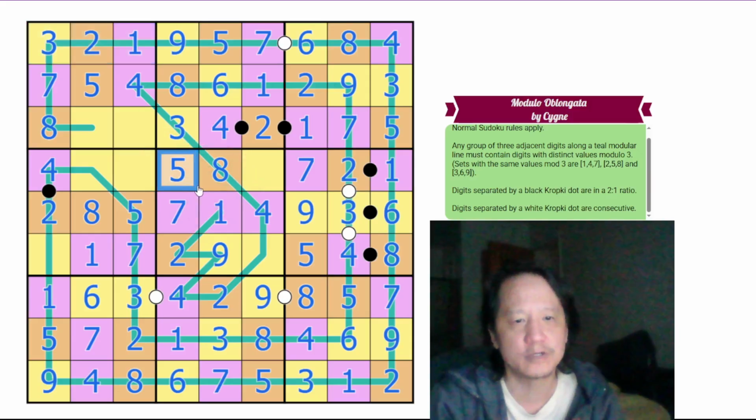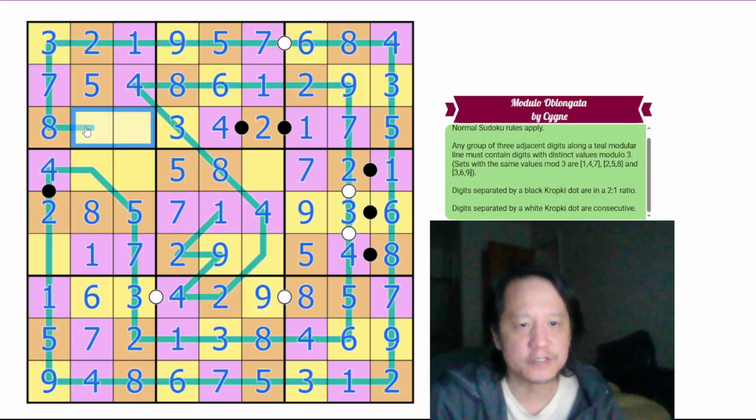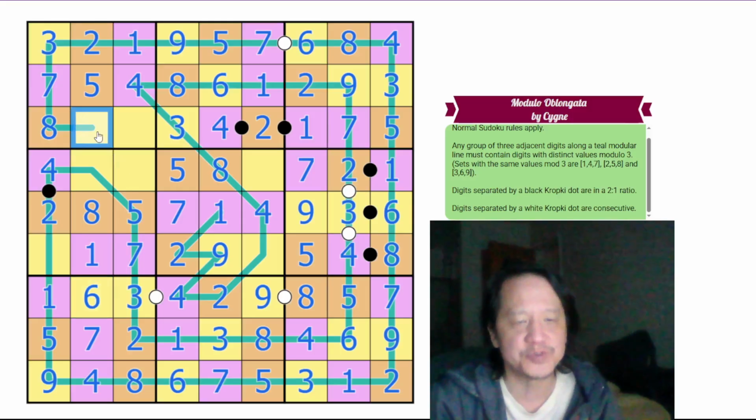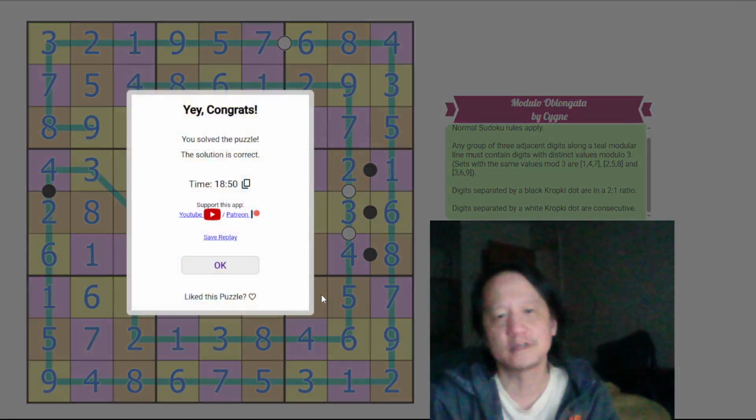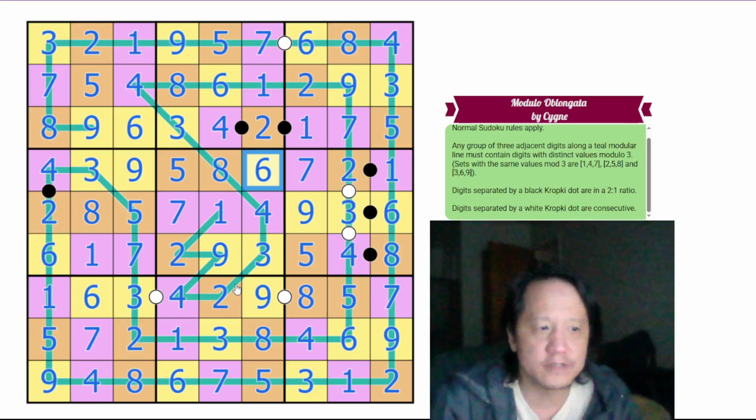We celebrate because we're nowhere close to solving this. This is a 6, 9 pair. This can't be 6 because 6 in the column, so that's 9 and 6, which leaves this as 3, this is 9, this has 6, that 3, and that 6. And that's how you solve it.